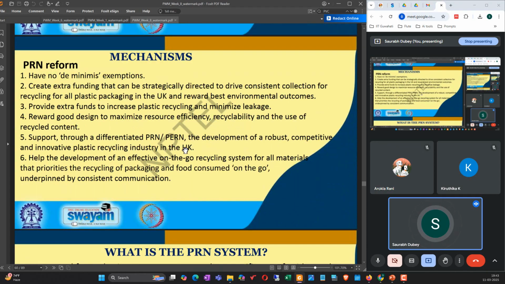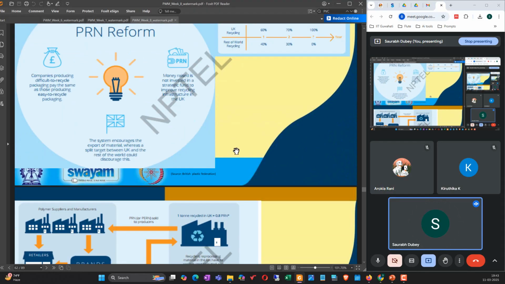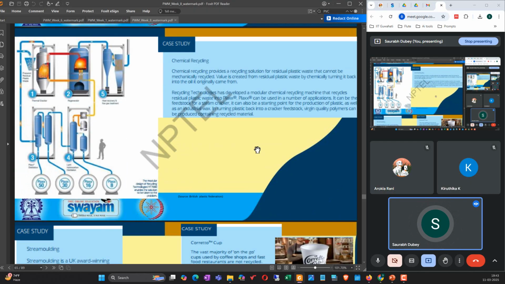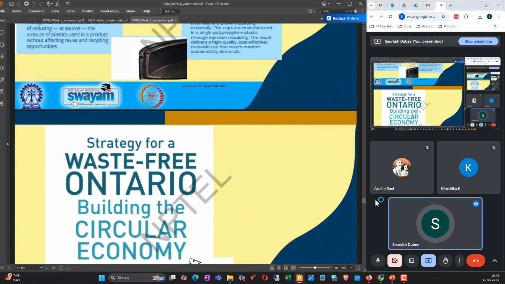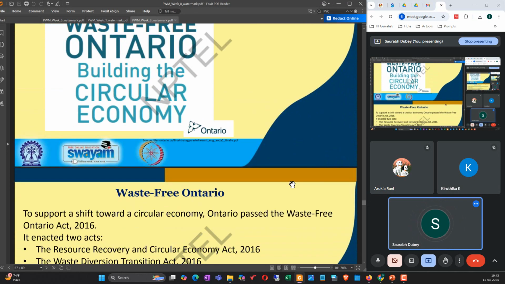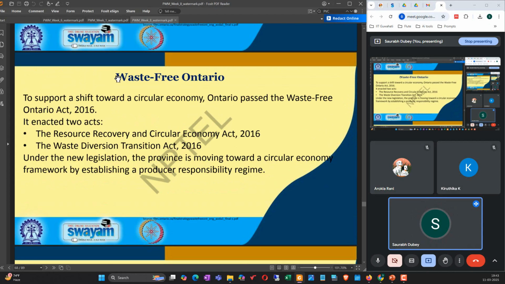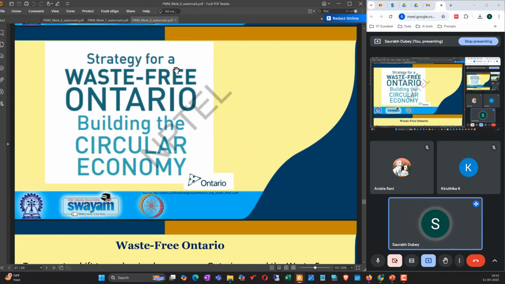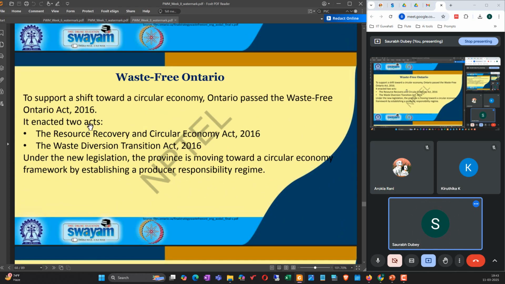So we will be discussing more of this along with the questions. So I will be taking some questions and then we will be discussing. So now I will be just discussing the question, right? So there is this Waste-Free Ontario. So this is the strategy for a waste-free Ontario, where they are building the circular economy, to support a shift toward the circular economy.